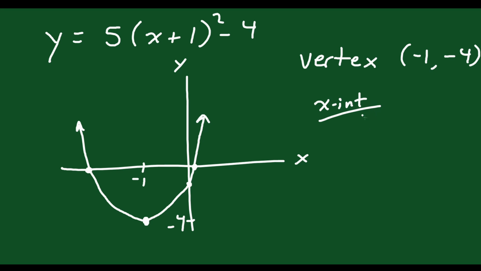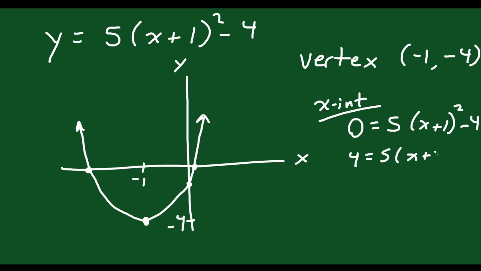So how do you do that? You set y to 0. So 0 equals 5 times (x plus 1) squared minus 4, and then you solve for x. Bring the 4 to the other side: 4 equals 5 times (x plus 1) squared. Divide both sides by 5: 4/5 equals (x plus 1) squared. Square root both sides. The square root of 4 over 5 is equal to x plus 1.